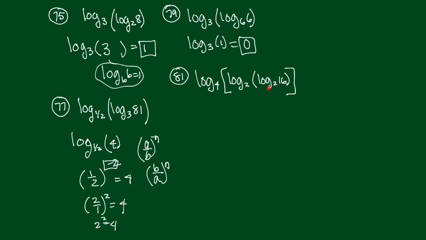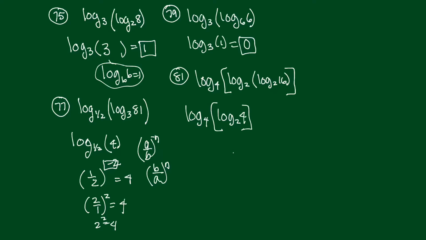Let's start at the inside here. We've got log of a log of a log. So let's start with this one. The log base 2 of 16. What exponent are you going to put on 2 to get to 16? Well, that's a 4. So I'm just going to rewrite this whole thing here. We'll have the log base 4 of the log base 2 of, what did we just say that was? That's a 4, right? 2 to the fourth is 16.